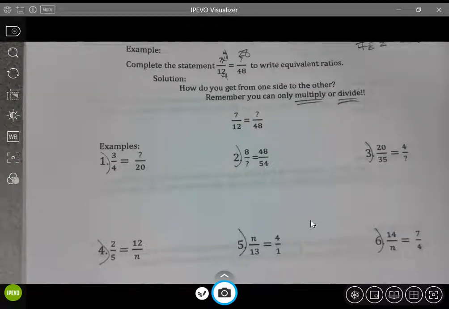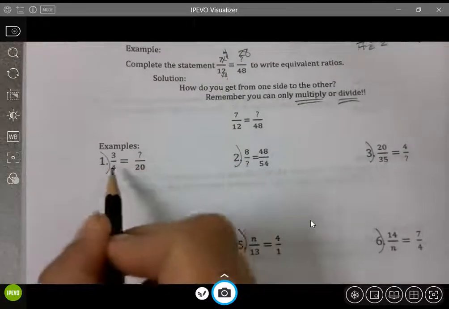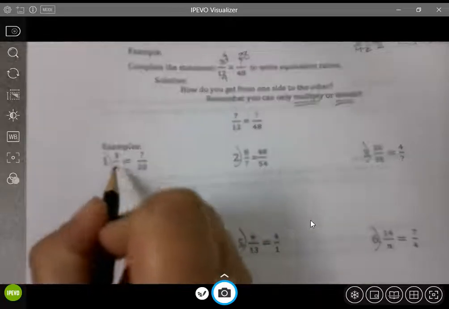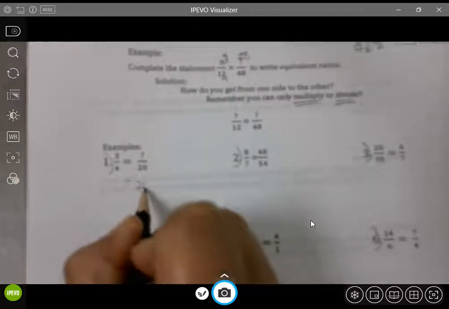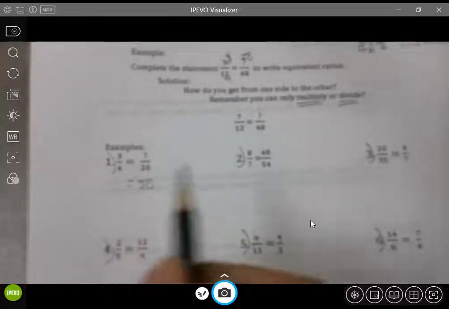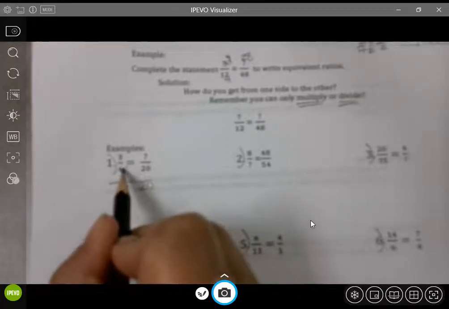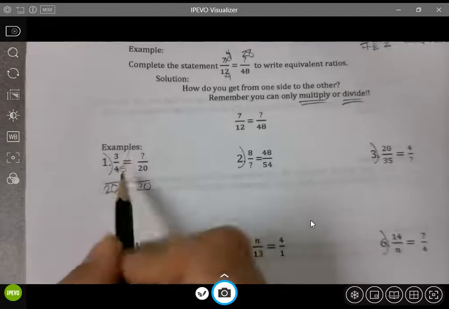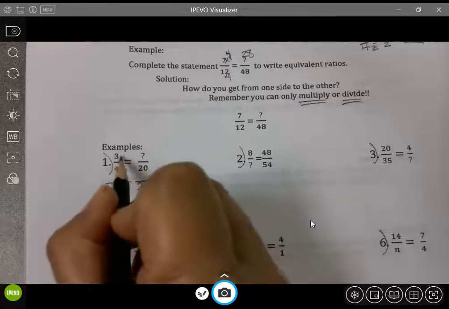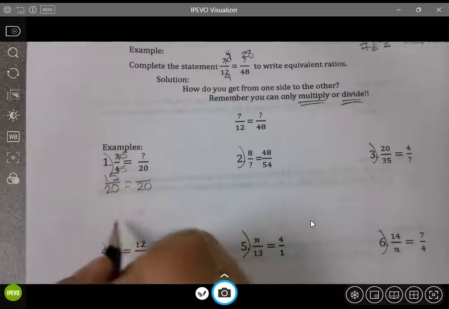So let's go down to our examples. I need these to be balanced. I need these to equal the same thing. Well, right now, this is out of 20 pieces and this is out of 4 pieces. How do I turn my 4 into a 20? 4 goes into 20. So what did I have to do to that 4 to equal a 20? Well, I multiplied it by 5. 4 times 5 is 20. If 4 times 5 equals 20, I made that 5 times greater. What am I going to do to my numerator? Also make it 5 times greater. So 3 times 5 is 15.